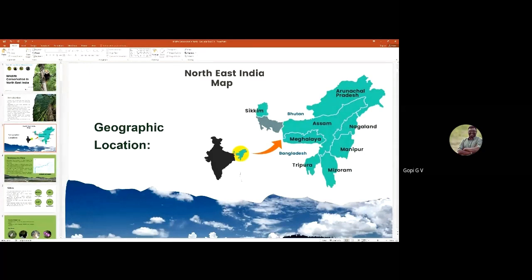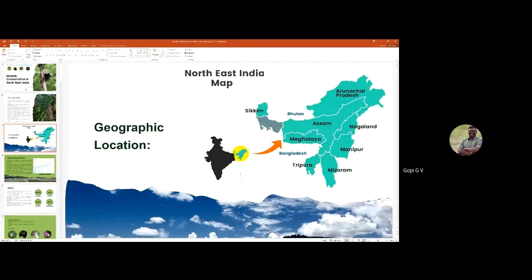There are temperate forests in Shillong Plateau, Naga Hills, and Mishmi Hills. So if you look at the fauna, the faunal wealth of the region is extremely diverse. Like you have 13 species of primates, extremely rich in primate diversity, four large cats. You have tigers, leopards, snow leopards, and clouded leopards.